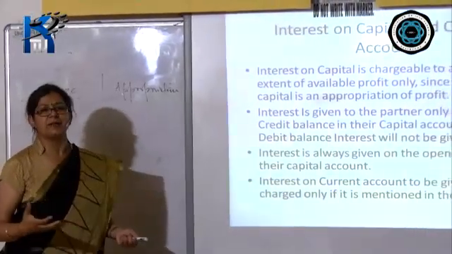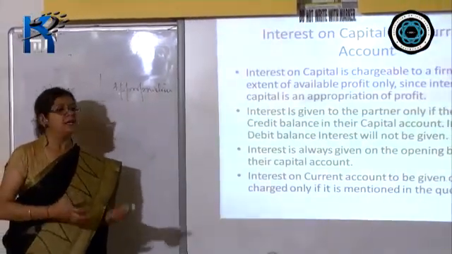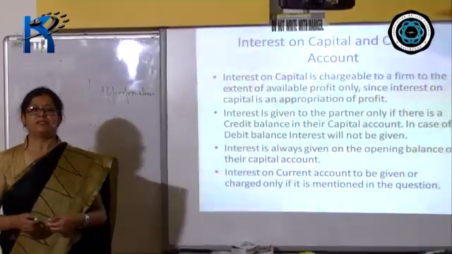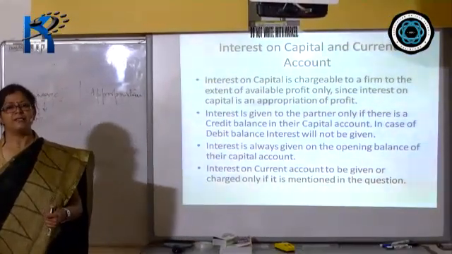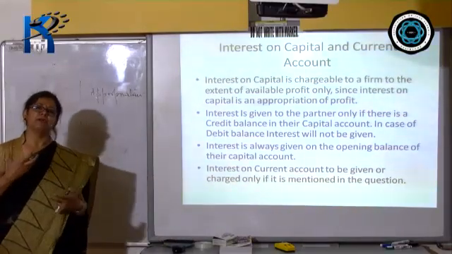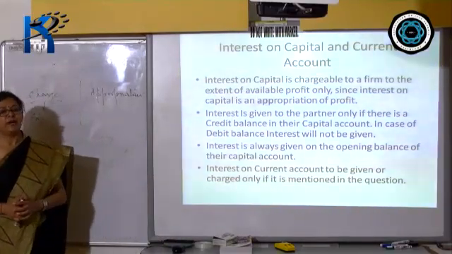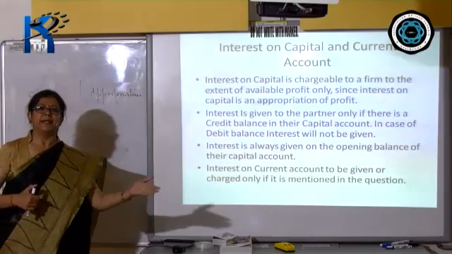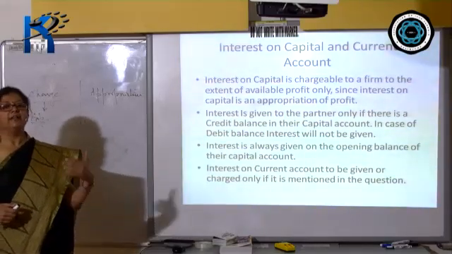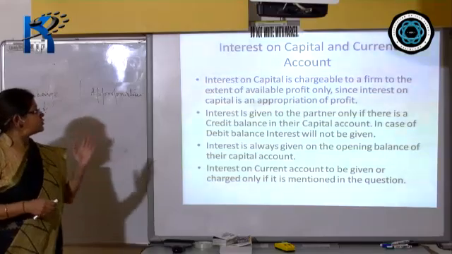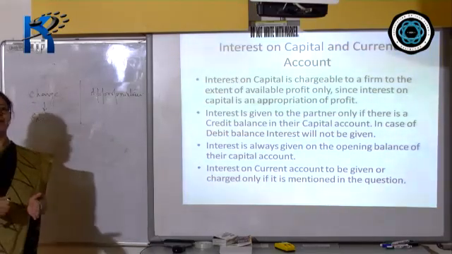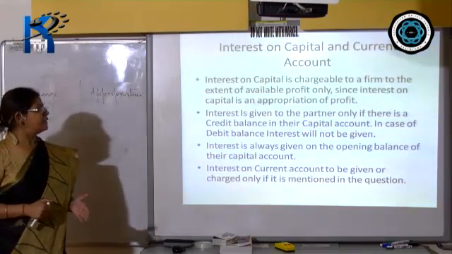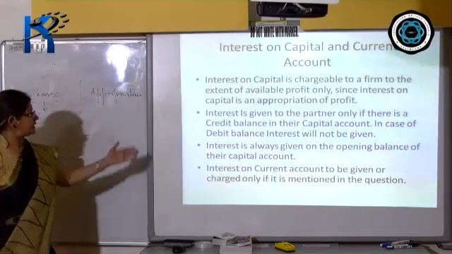Now, what is a credit balance? What is a debit balance? Supposing there are two partners, A and B. A has invested 1 lakh rupees, and at the end of the year, we find that B's balance is 20,000 on the negative side. That means it's a debit balance. So, interest will be given to A on the credit balance. The interest is never given on the debit balance.